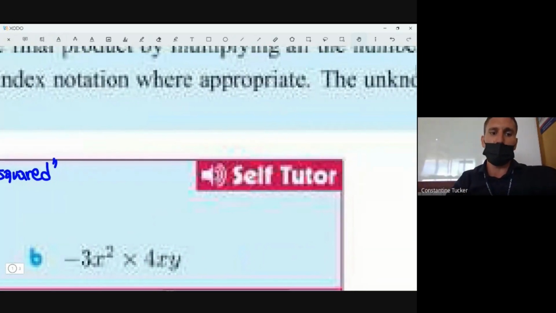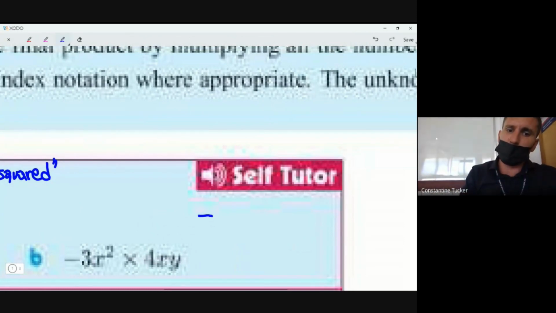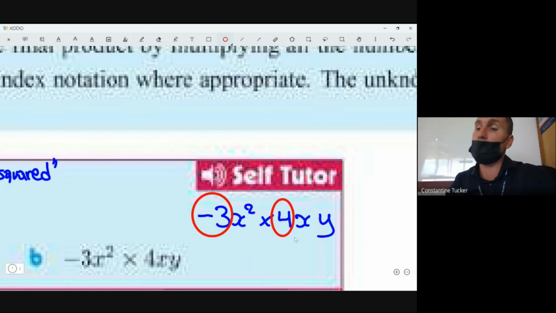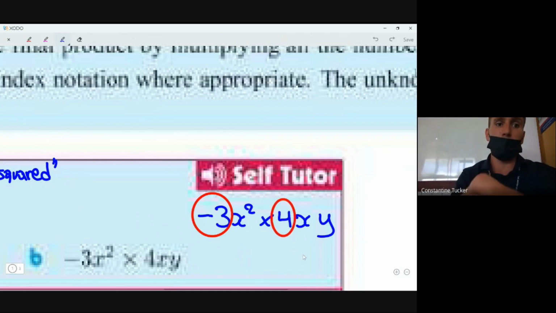Okay, let's focus on a second and final example, and then I'm gonna let you go and do some practice. So this one, but let me rewrite it. It looks very grainy and ugly. Let's see. This is minus 3x squared times 4xy. Okay, let's use that little colored circle trick. The numbers, the coefficients. Let's see. Minus 3 times 4, what would that give us?